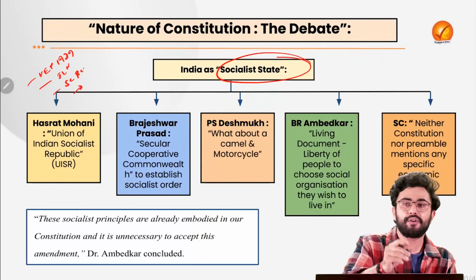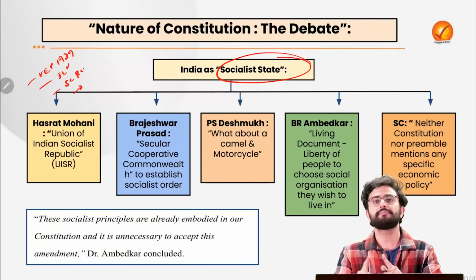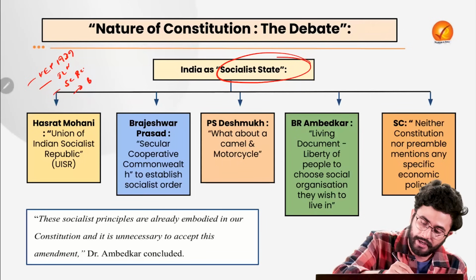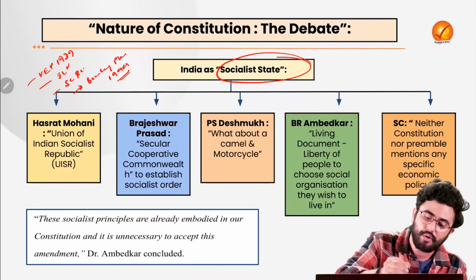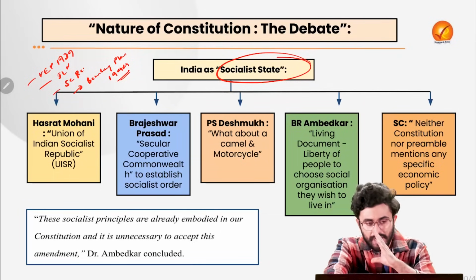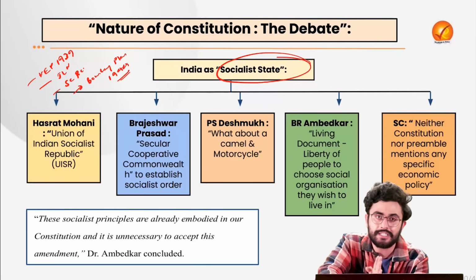The same kind of control, but a limited control of the government on the means of production, was also propagated by the Indian industrialists themselves under the Bombay Plan of 1944. So there was an ongoing debate whether India shall be declared as a socialist state.